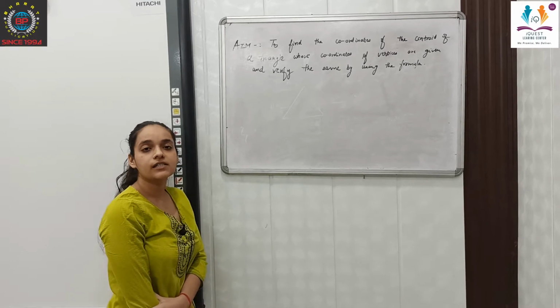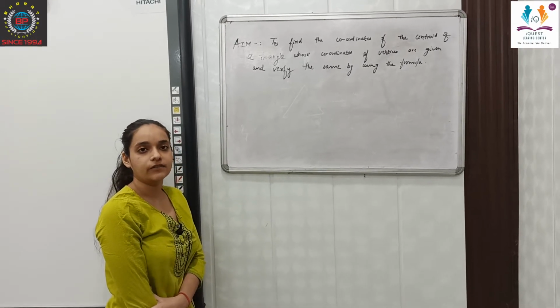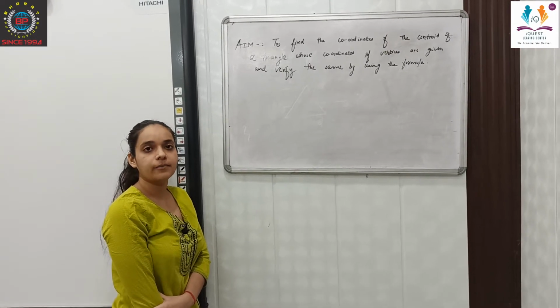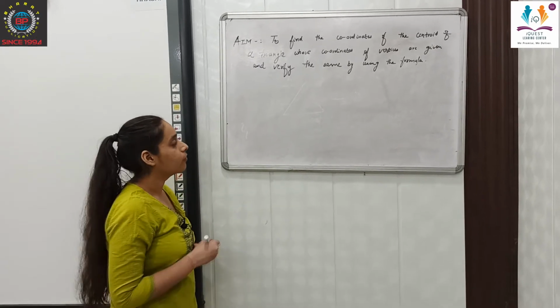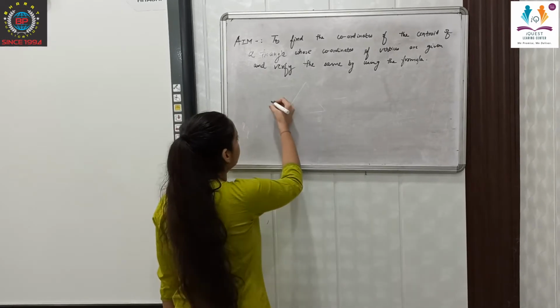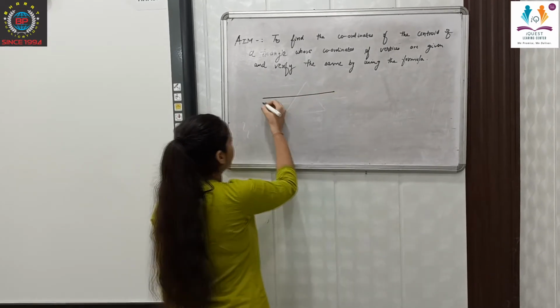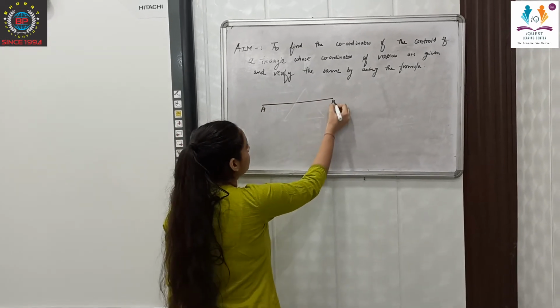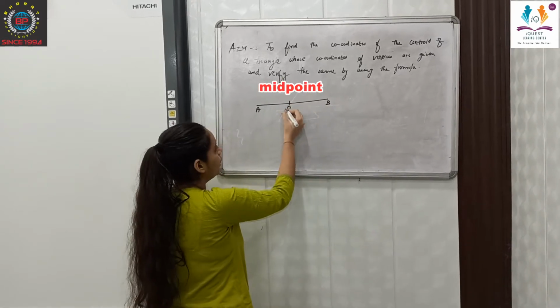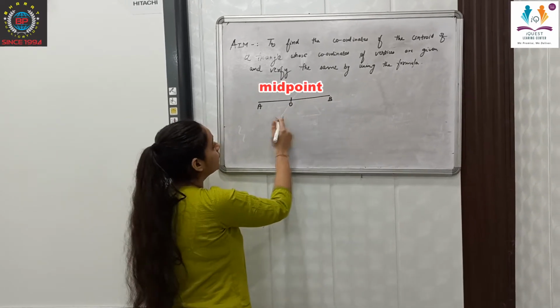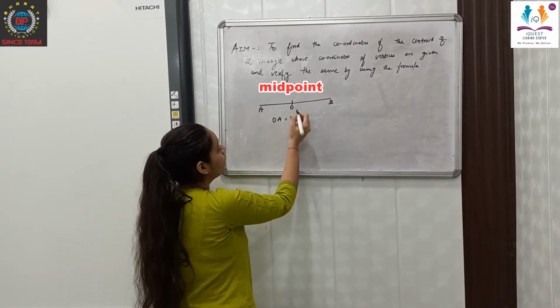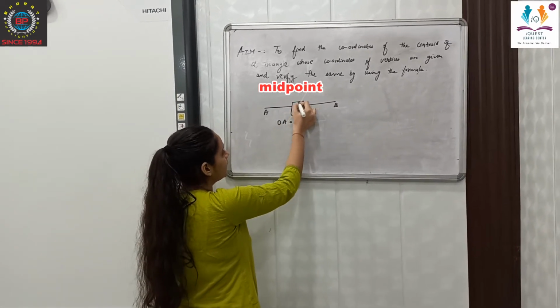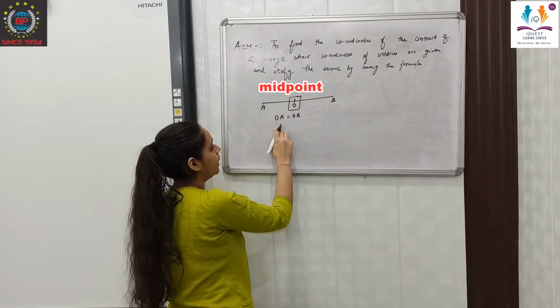So let's discuss some theory related to this activity by understanding the concept of midpoint and median of a triangle. So what is a midpoint? Let us consider a line AB. If O is the midpoint of the line AB, then OA will be equal to OB. A midpoint is a point which bisects the line into two equal parts.